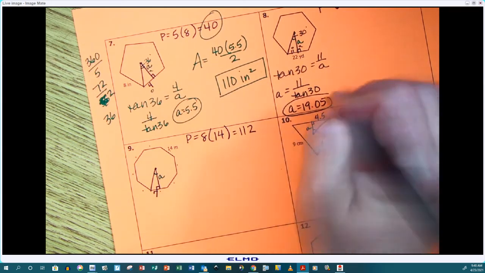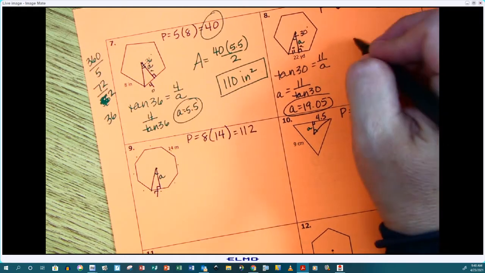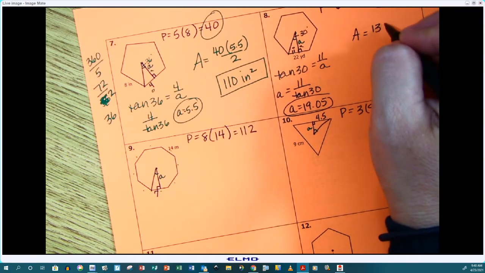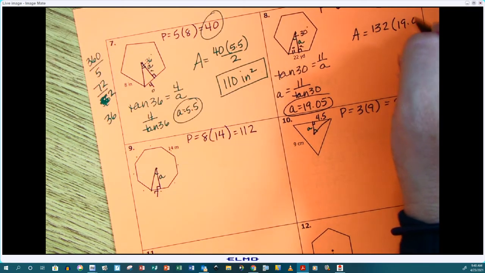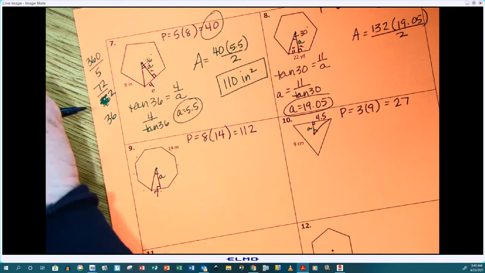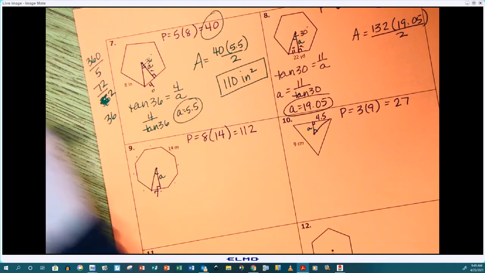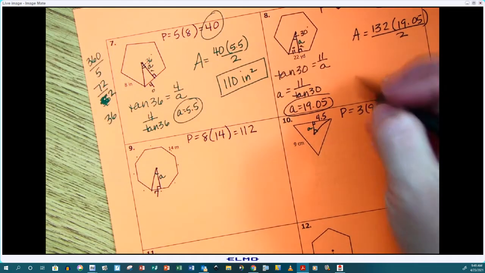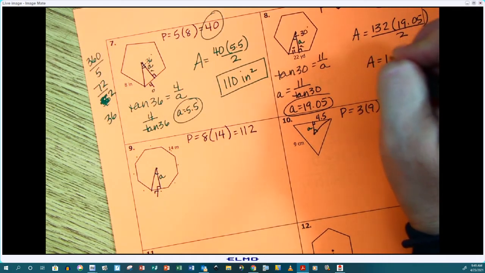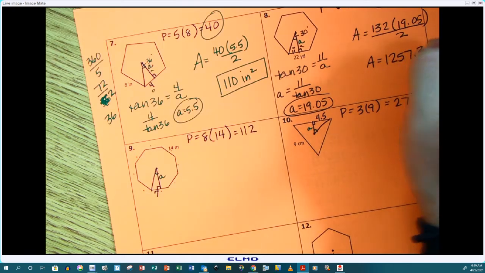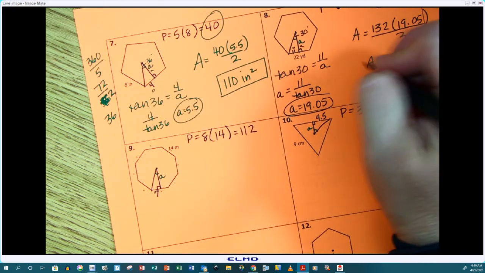Now I have the apothem and the perimeter. Perimeter times apothem divided by 2. 132 times 19.05 divided by 2. So area is 1257.3 yards squared.